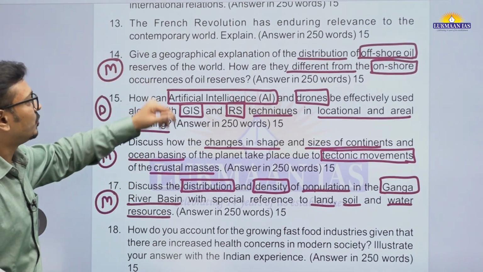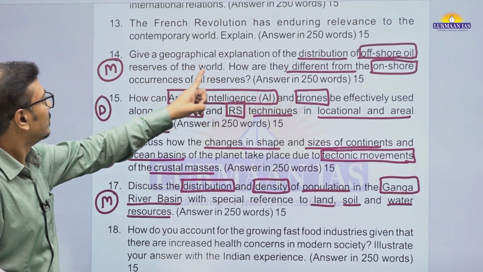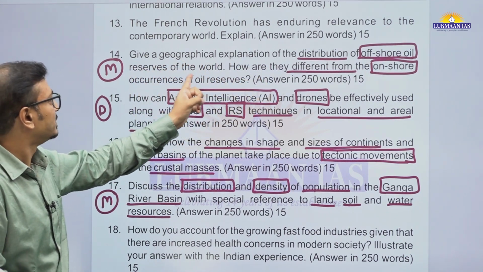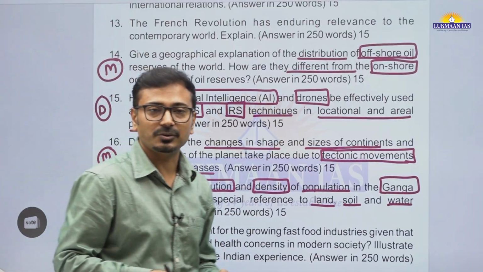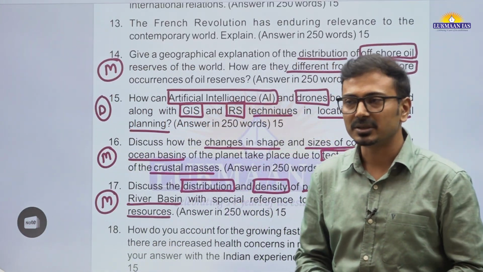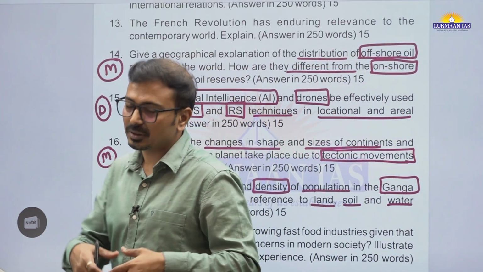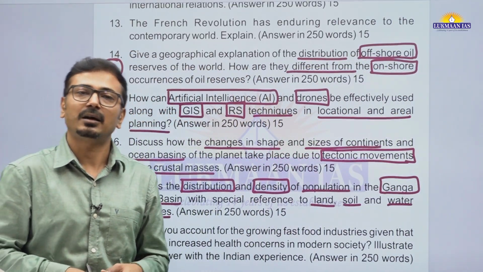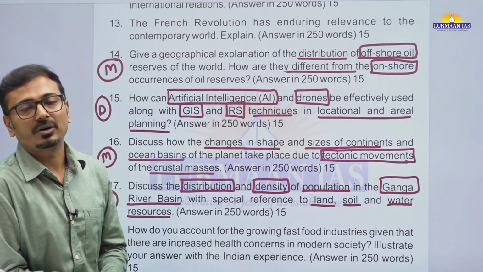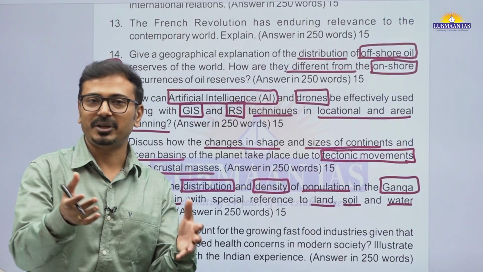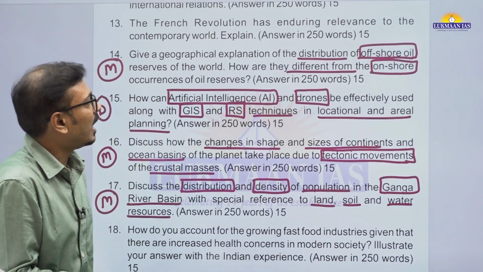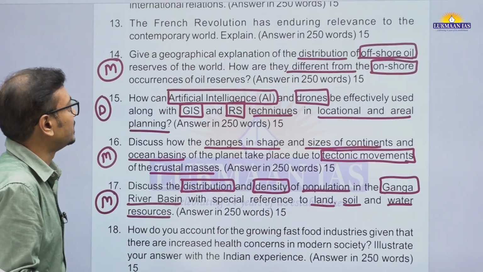Now again, resources was the focus, distribution: give the geographical explanation of distribution of offshore oil reserves of the world. Now, offshore oil reserves, very specific. Offshore means inside the ocean, generally on the continental shelf. Now most of the crude oil reserves around the world are offshore oil reserves, be it the Persian Gulf region, or you can talk about the Arctic Sea, which is present many times in the news. When there is melting of the Arctic Sea, Russia is going to harness those offshore oil reserves there.